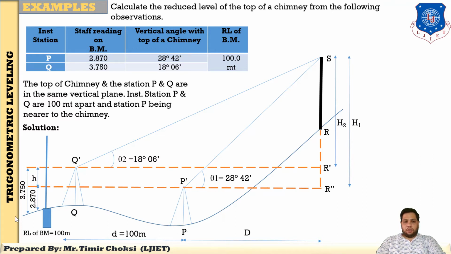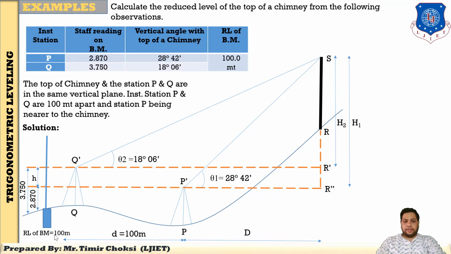First draw the ground profile. Then you draw the object SR, and take the instruments P and Q. From station P, the angle of elevation is already given in the data, 28 degrees 42 minutes. Theta 2 is given as 18 degrees 06 minutes, taken from station Q. Staff readings are given: h1 is 2.870, h2 is 3.750. Capital D you have to find. Small d is 100 meters, because the distance between P and Q is clearly 100 meters.